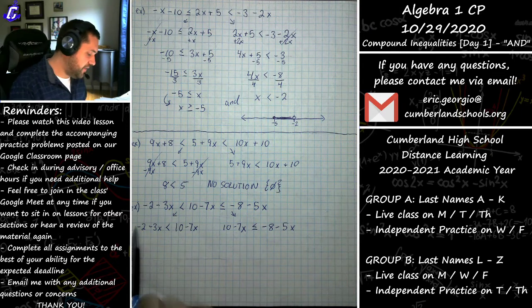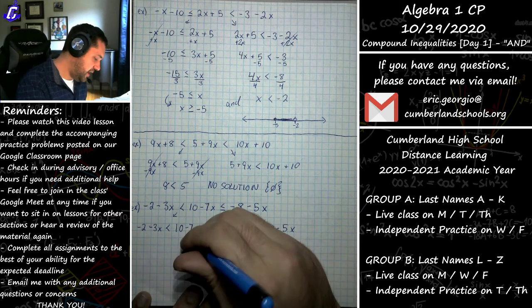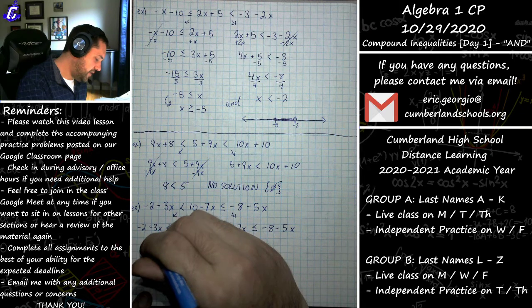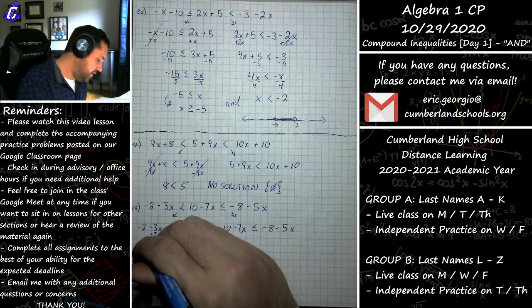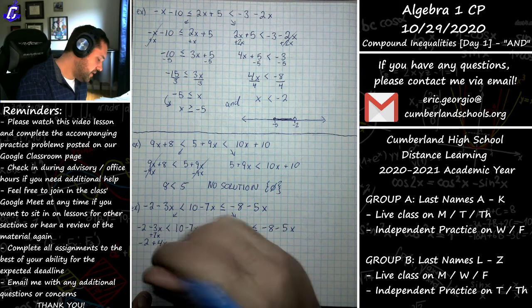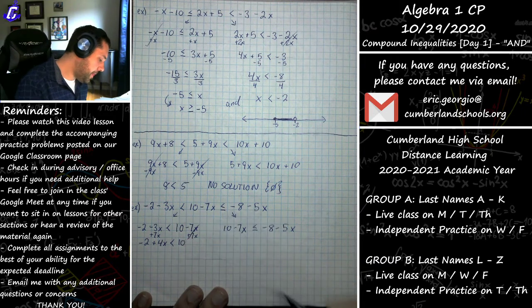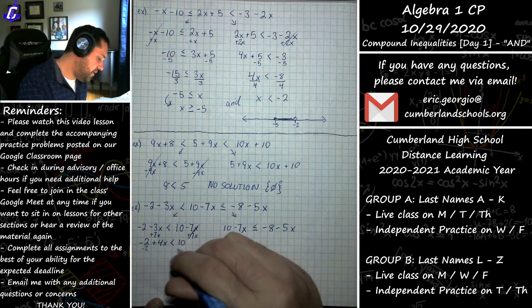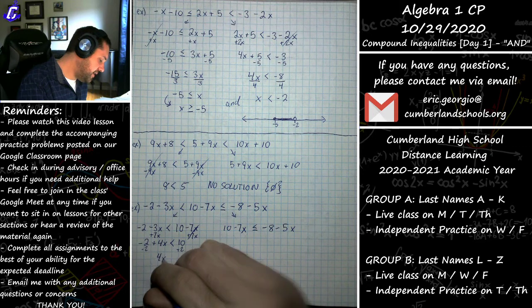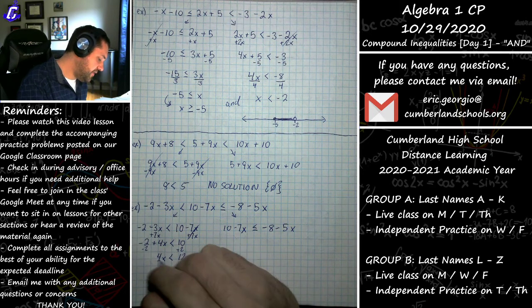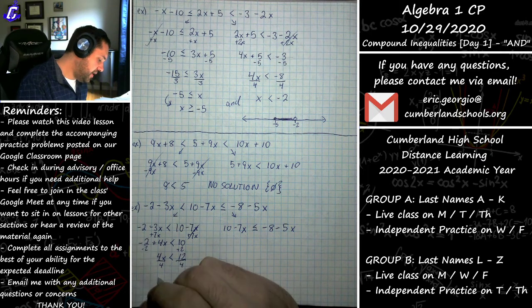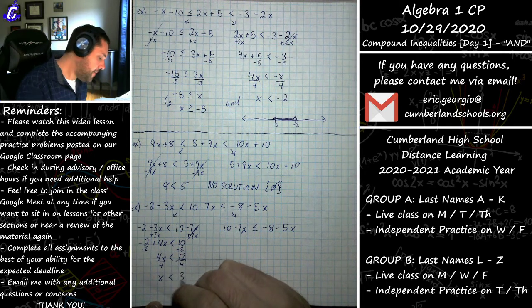If I were to solve out this one, I'll do it pretty quick just for the sake of time. Add 7x to both sides, keep everything positive. Negative 2 plus 4x is less than 10. Add 2 to both sides now. I would get 4x is less than 12. And lastly, divide both sides by 4. We end up with x is less than 3.